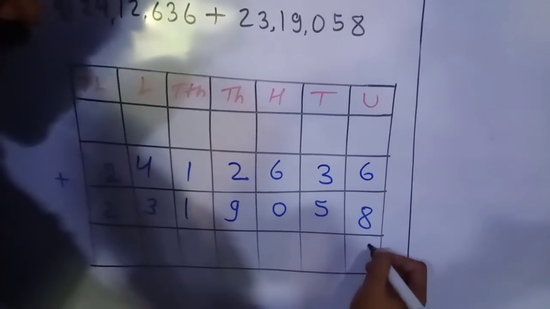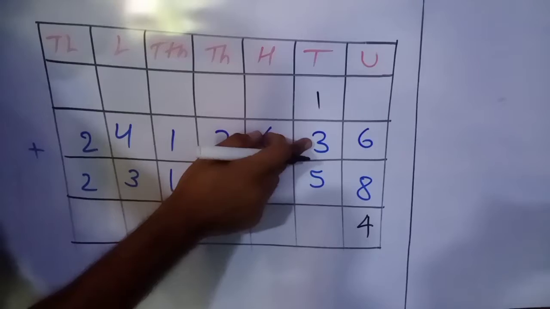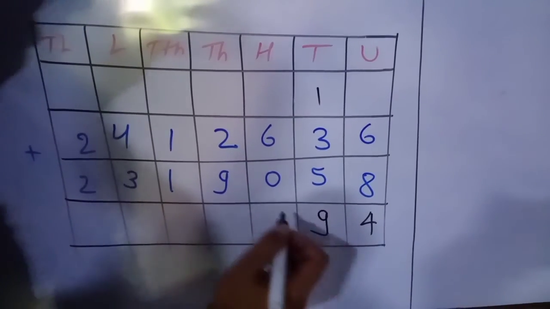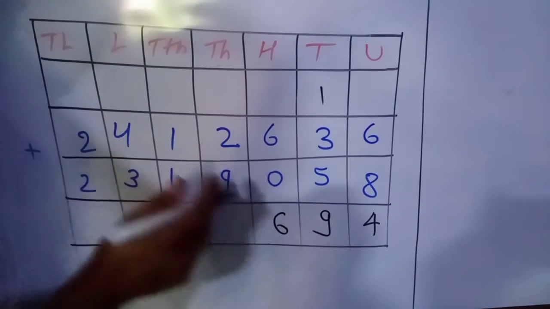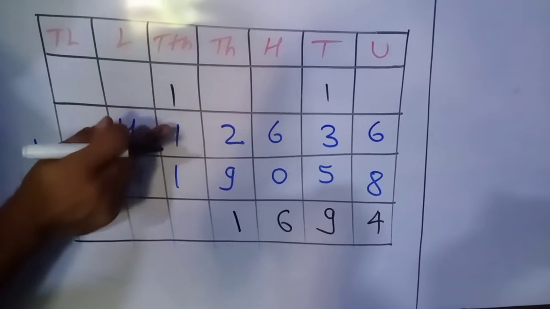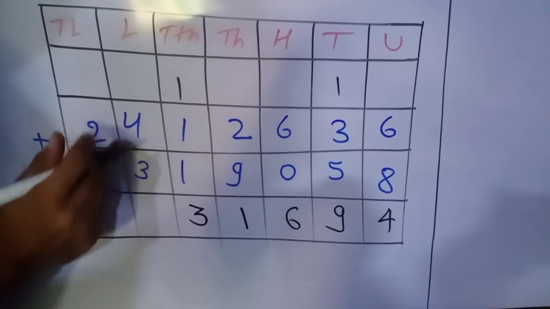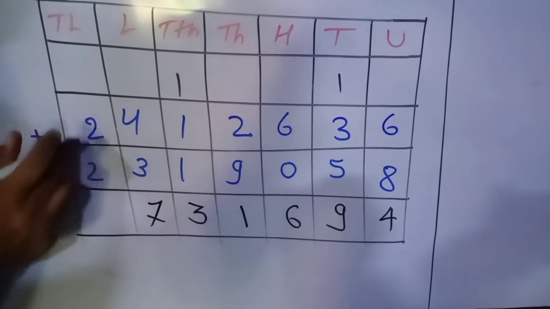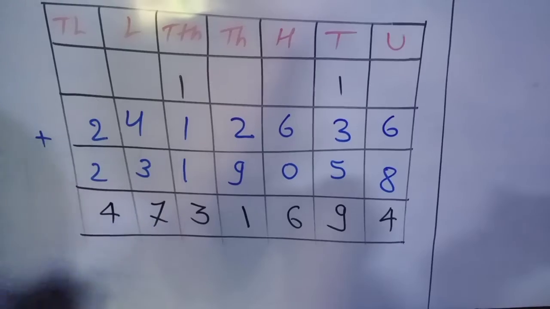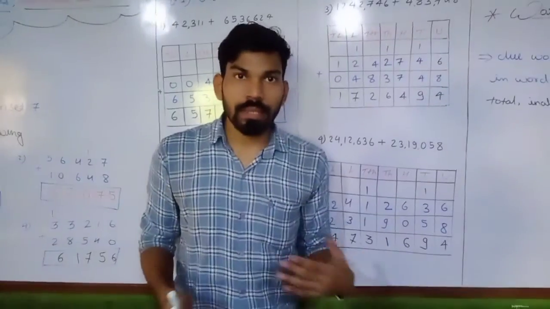6 plus 8, 14, 1 carry, 1 plus 3, 4, 4 plus 5, 9, 6 plus 0, 6, 9 plus 2, 11, 1 carry, 1 plus 1, 2, plus 1, 3, 4 plus 3, 7, 2 plus 2, 4. This way we can do the addition of these sums.